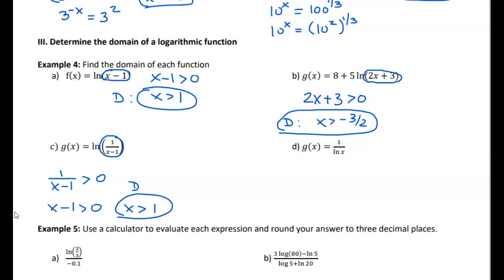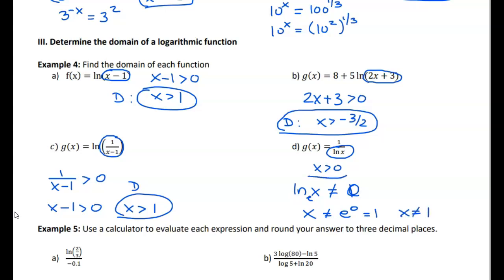Let's look at D. So we have 1 over natural log of x. First of all, we need x to be bigger than 0 for the log to work. And also because the log is in the denominator, we need to figure out when log of x equals 0, because we don't want to divide by 0. So let's put the base in. Let's change this to exponential form. So x can't equal e to the 0. Any number to the 0 is 1. So x can't equal 1.